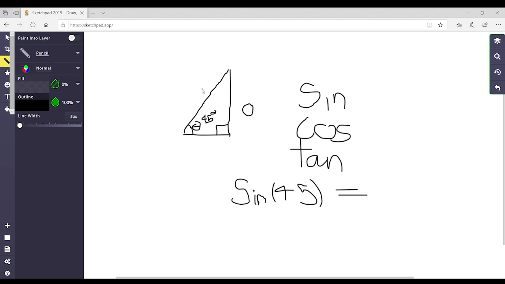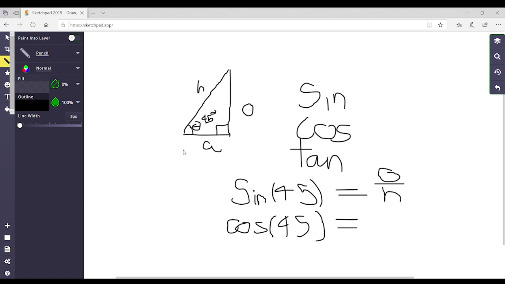opposite over hypotenuse. Now, what's opposite and hypotenuse? Well, these are the names of two sides. So sine would be the ratio of opposite and hypotenuse. Let's say cosine of 45. That would get you, now this is the third side, adjacent. It's called adjacent. That would give you adjacent over hypotenuse.